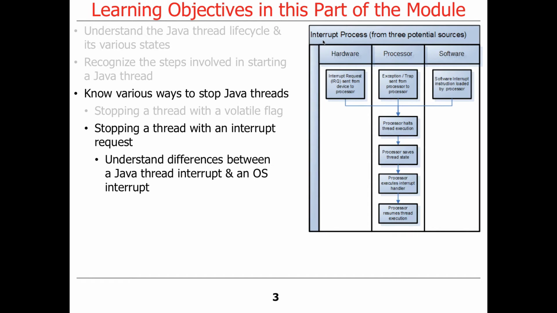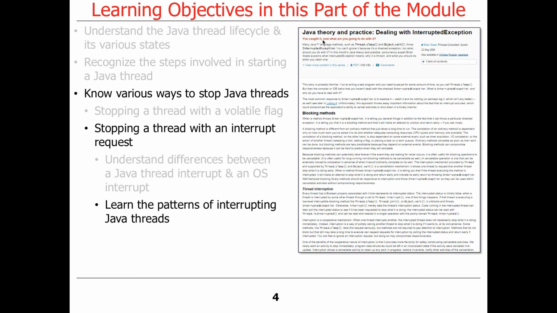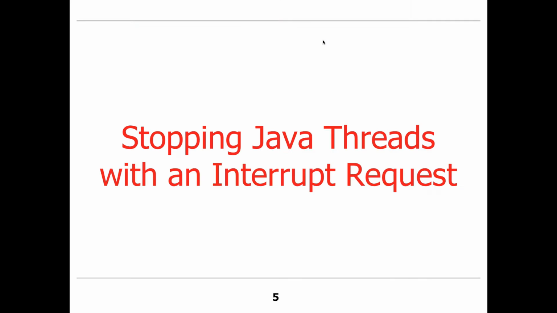As part of this discussion, you'll also understand some of the differences between using a Java thread interrupt and a more traditional operating system or hardware interrupt, both of which have the same name, interrupt, but which behave quite differently. So it's important to understand the differences. In addition, you'll get a chance to see different patterns for interrupting Java threads. There are different ways to interrupt and handle Java threads, and it's kind of subtle, so we'll talk about some of the patterns for doing that right.